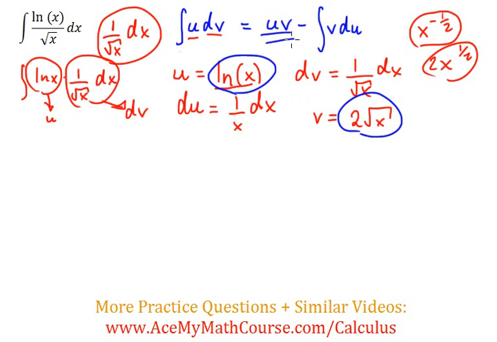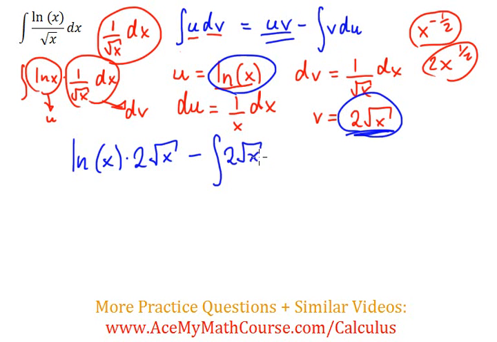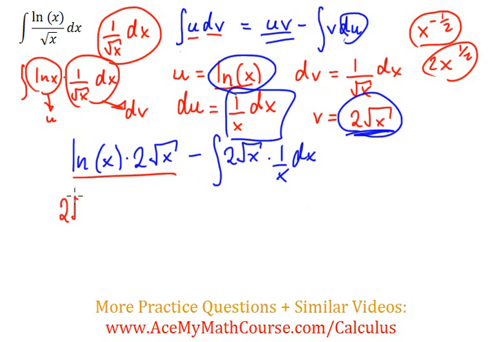So we get u times v, so we get ln x times v, which is 2 root x, minus the integral of v, which is 2 root x, times the du. And du is just this, 1 over x dx. Look at that. And we're pretty close to actually being done right now. I'll just rewrite this. I guess I'll write it as 2 root x ln x. Okay, minus the integral of, now let me rearrange the whole thing over here.